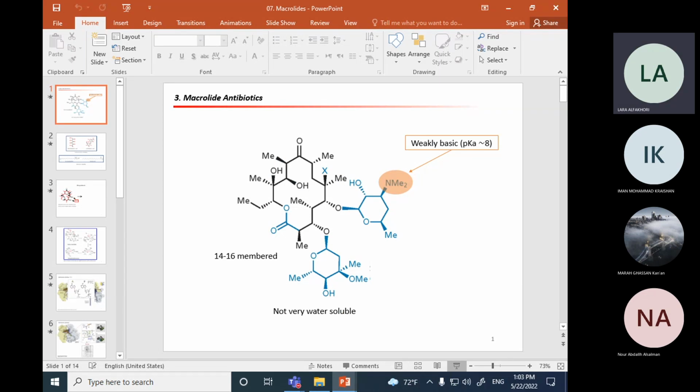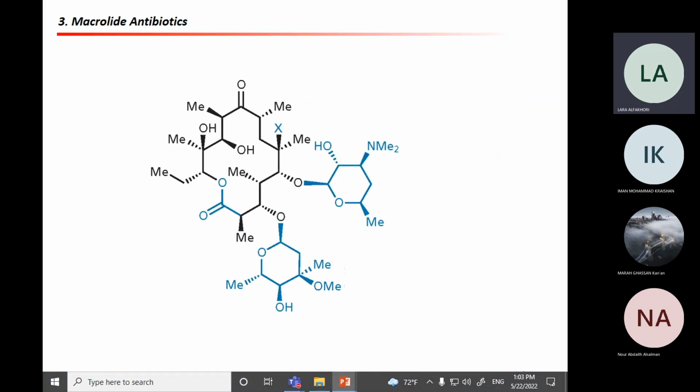All right. So the second class that we will be talking about is the macrolides. From their name, how can you relate the name to the structure? Macro is a prefix which states that it's a huge structure. And macrolide, because it's a huge lactone structure.